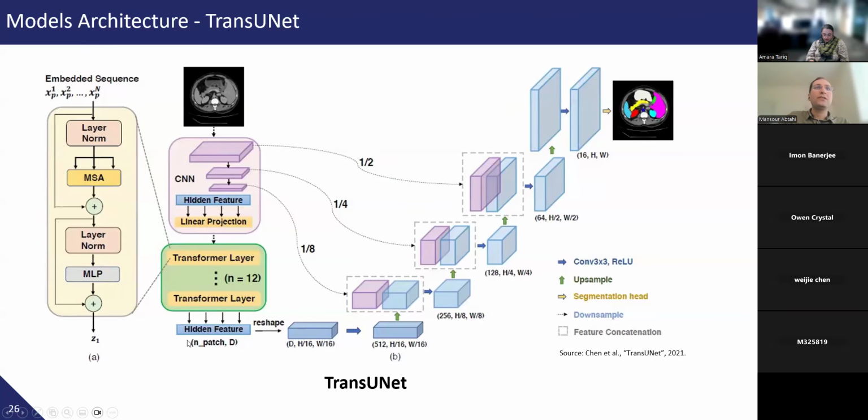After that, we are extracting the hidden features and reshaping them from the patch embedding to the image embedding. And we are using convolution operations, upsampling, and concatenation with the skip connections that we are receiving from CNNs, upsampling to the higher resolution to give us the original image size and do the prediction of the segmentation.